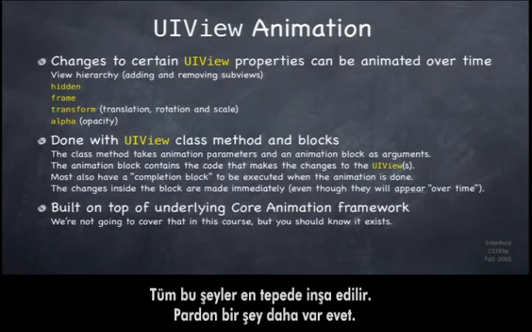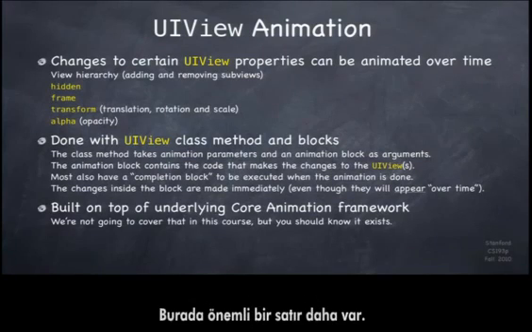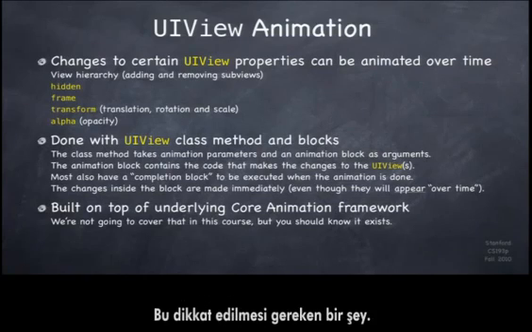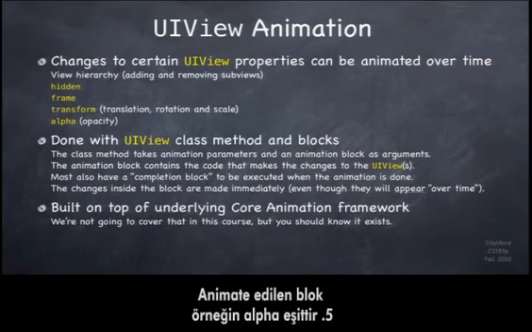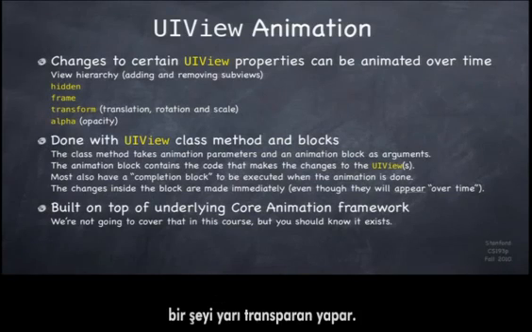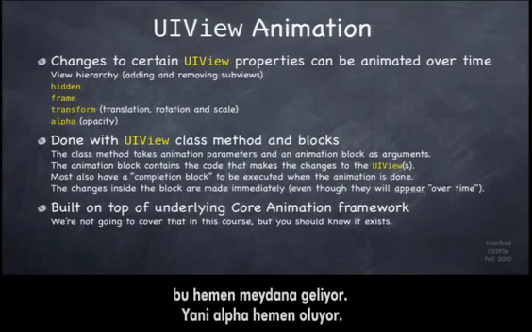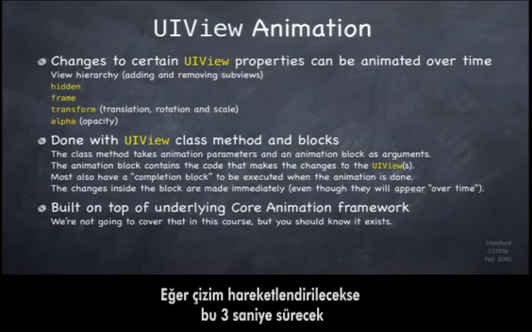This whole thing is built on top, oh, sorry, one thing. There's an important line there. It says the changes inside the block are made immediately. This is important to notice, okay? The block that's being animated, like when you're saying alpha equals 0.5 to make this thing half transparent, when you call the animation class function, that happens immediately. So that alpha change happens immediately.